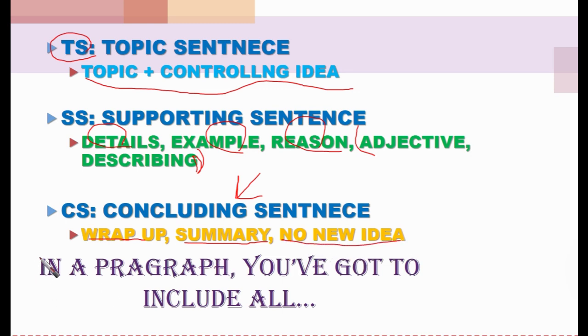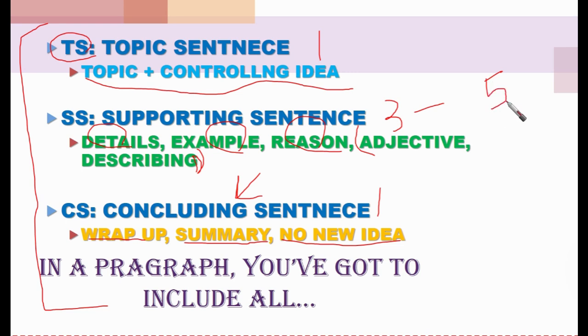So in one single paragraph, you have to include all this. Topic sentence is usually one or maybe two. Supporting sentences are multiple, like 3 or more. It can be a lot of sentences, okay? And concluding sentences are usually one or two. So in a simple body paragraph, there must be at least 5 sentences, or as many sentences as you like.